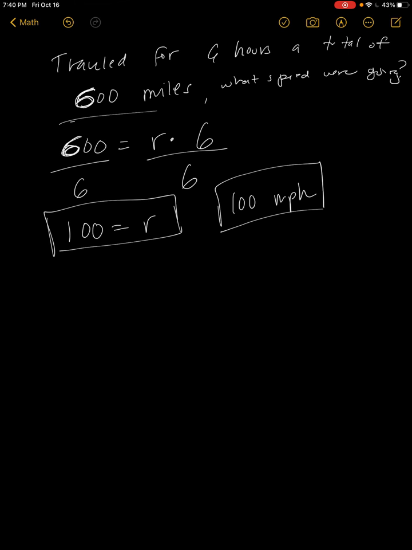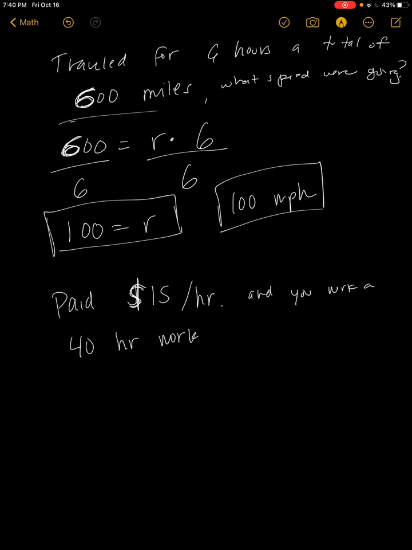You might have instead, actually, let's not do distance anymore. Let's do a cost. So let's say you get paid $15 per hour, right? So that's a rate. Okay, you get paid $15 per hour and you work a 40-hour work week. Now, what is your income for the week?